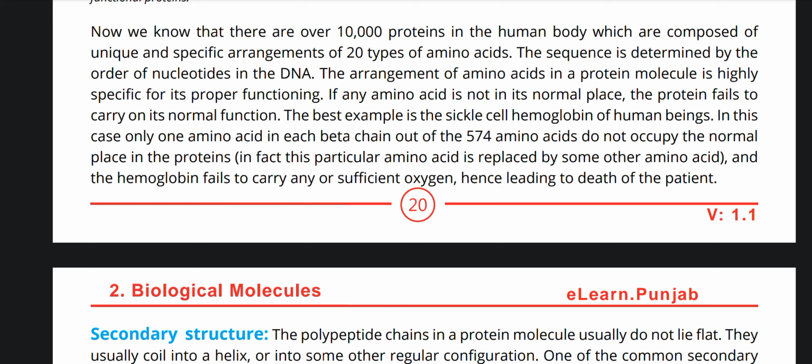The sequence is determined by the order of nucleotides in the DNA. The arrangement of amino acids in a protein molecule is highly specific for its proper functioning. If any amino acid is not in its normal place, the protein fails to carry on its normal function. The best example is the sickle cell hemoglobin of human beings. In this case, only one amino acid in each beta chain out of 574 amino acids does not occupy the normal place in the protein. In fact, this particular amino acid is replaced by some other acid and the hemoglobin fails to carry any or sufficient oxygen, hence leading to the death of the patient.